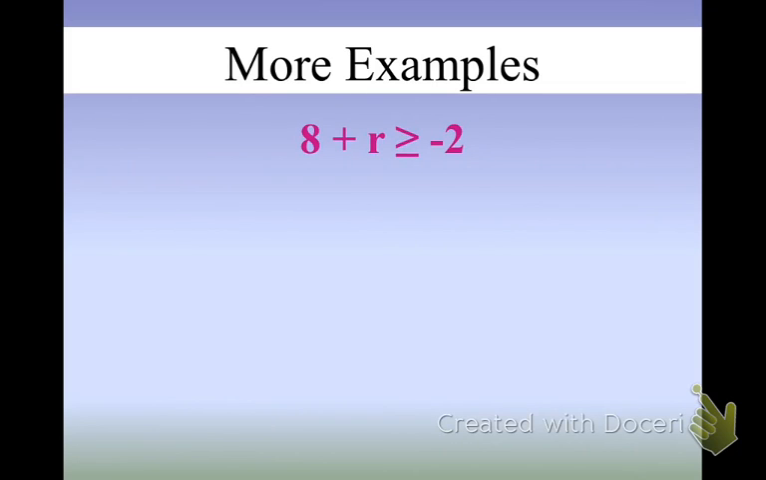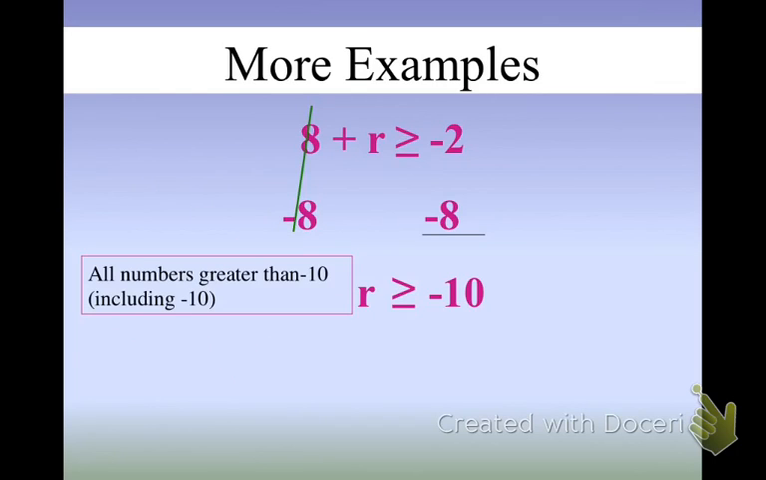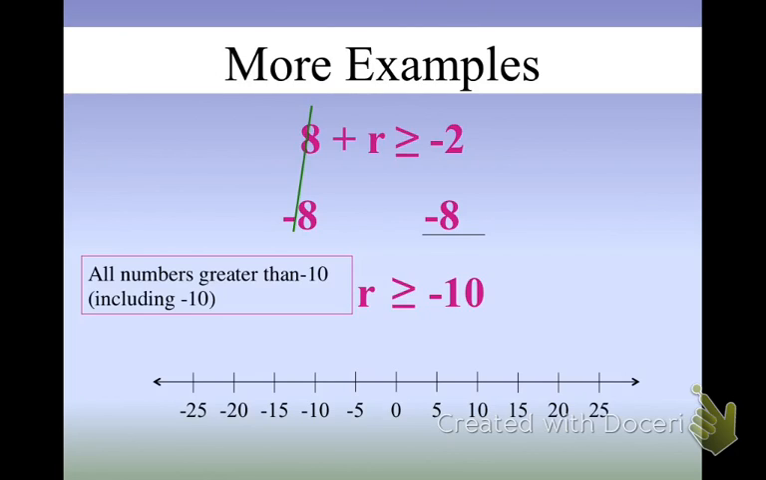Okay. 8 plus r is greater than or equal to -2. Again, we know that to get r by itself, and the good news is today it's just one-step addition subtraction, we'll subtract 8 on both sides. -2 plus -8 is -10, and we write the inequality symbol greater than or equal to, and then we graph it. Now remember, because this is a greater than or equal to symbol, -10 is included, which gives us a solid circle at -10. And then the arrow points to the right.